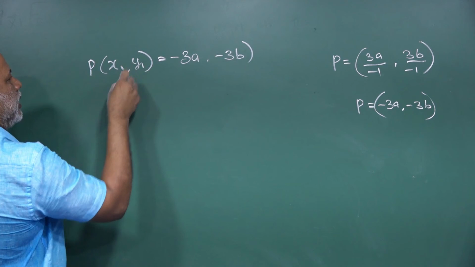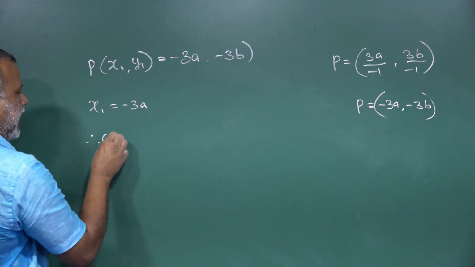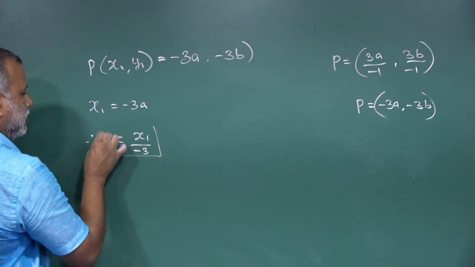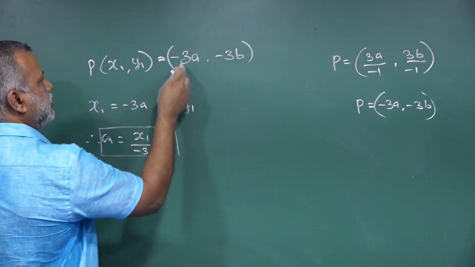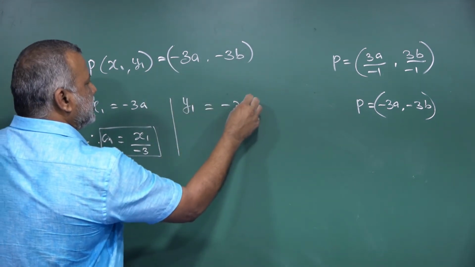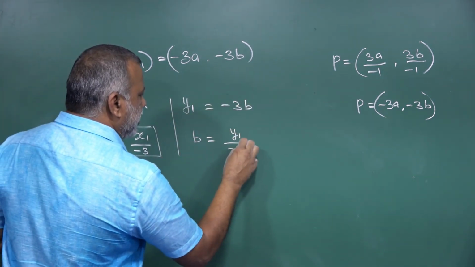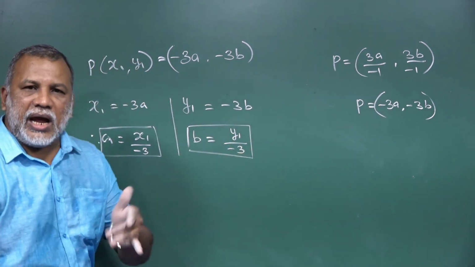Just to compare this one, x1 equal to minus 3a. From this, a equal to x1 divided by minus 3. The same concept, y1 is equal to, we can compare this one, y1 equal to minus 3b. Therefore, b equal to y1 divided by minus 3. So, we are able to get the value of a and b.